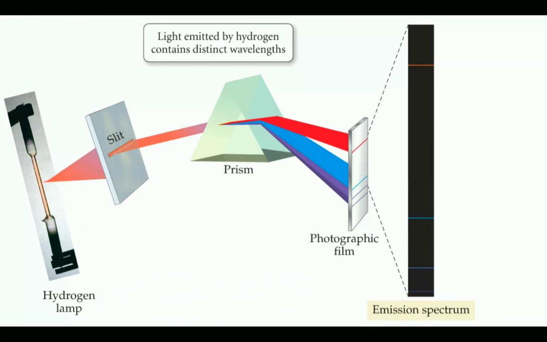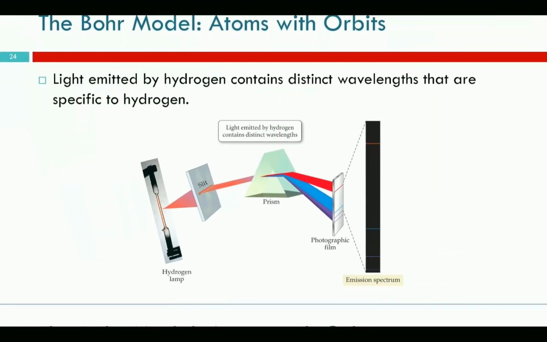You shine it through your prism, and instead of seeing a whole bunch of different colors, you only get 4 in the visible spectrum. And it's not like you get a gradient of blue down to red even. You get these lines. So it's emitting a very specific frequency of light. Not several frequencies, a single frequency of light at 4 different places. So Bohr saw this and he's like, that's really weird. I wonder what happens if I look at other elements doing the same thing.